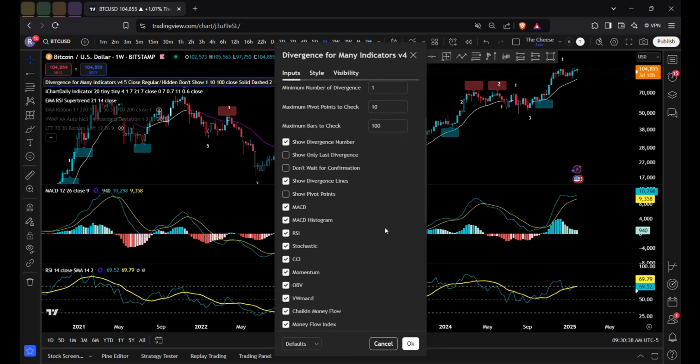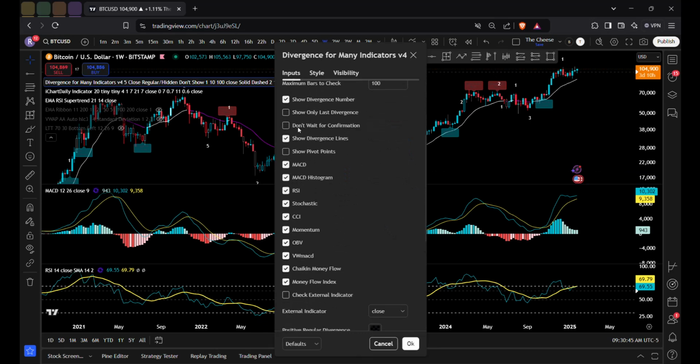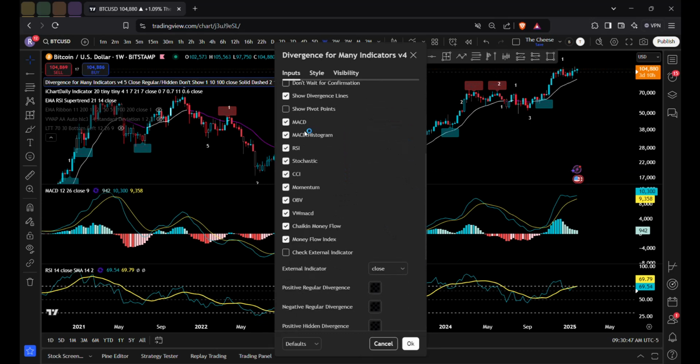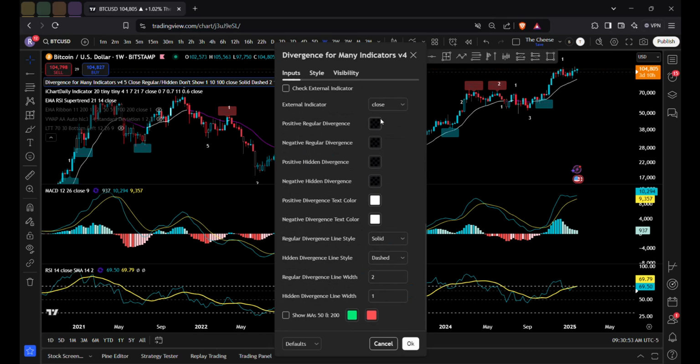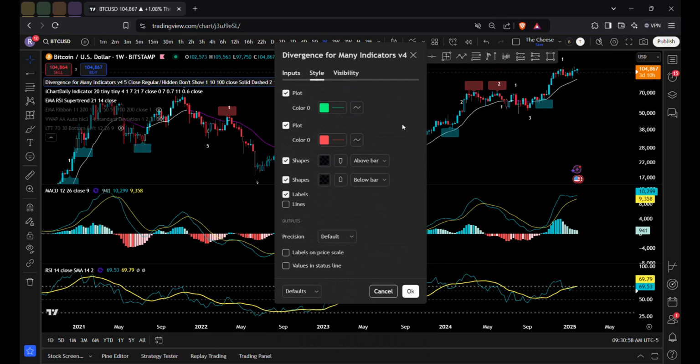I also don't have this checked for don't wait for confirmation. Some people do have it on. I want to wait for the confirmation. These are the divergences that it's looking for. So your MACD, MACD histogram, RSI, you could read those. I don't have anything on. I don't want to see any of the lines. I already have my own lines.